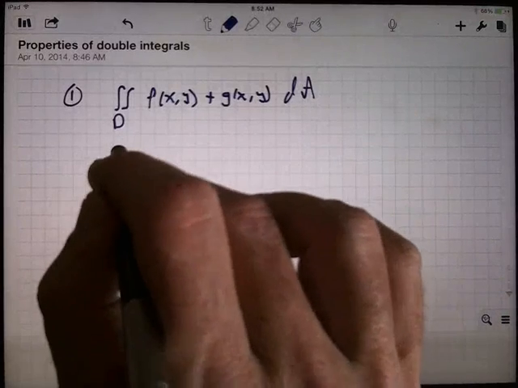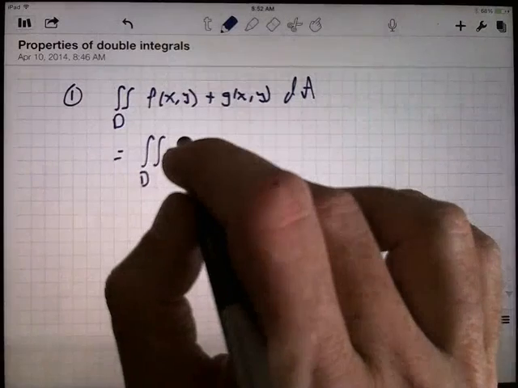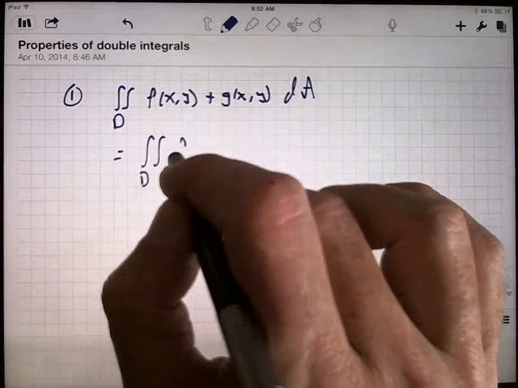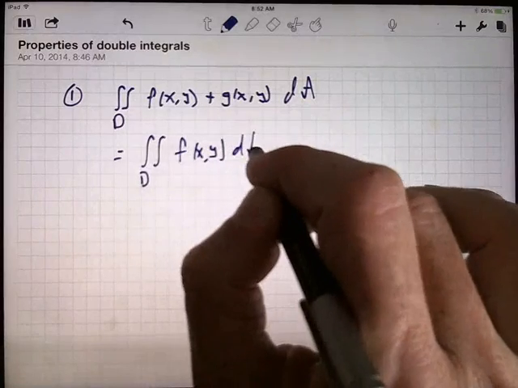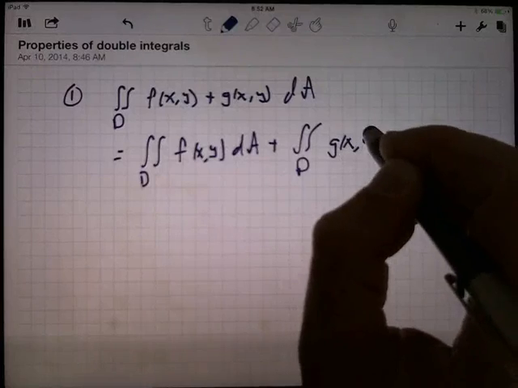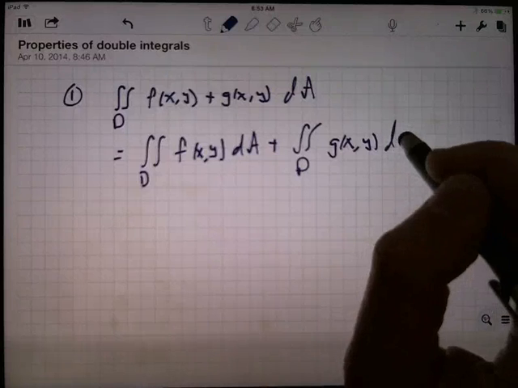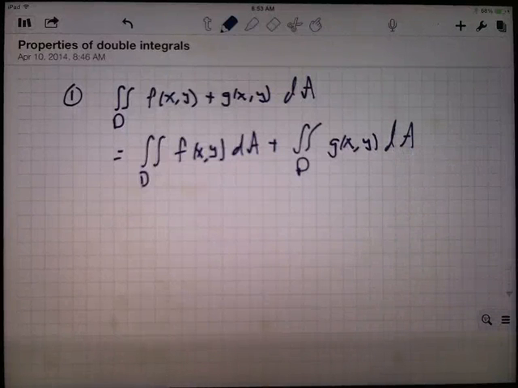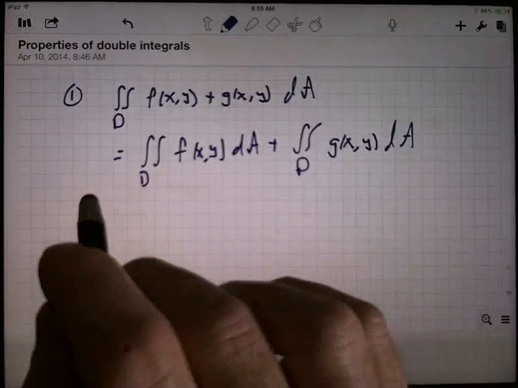Is the sum of the integrals. This is provided, of course, that all the integrals exist. So the integral of a sum is the sum of the integrals. Not surprising. That's the way it worked for single integrals, right? Definite integrals that we did back in Calc 2.